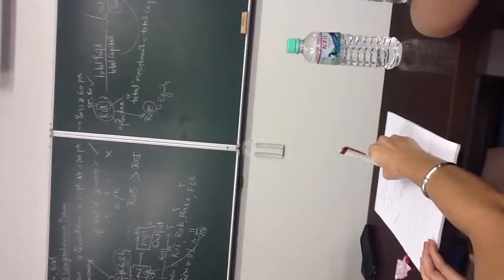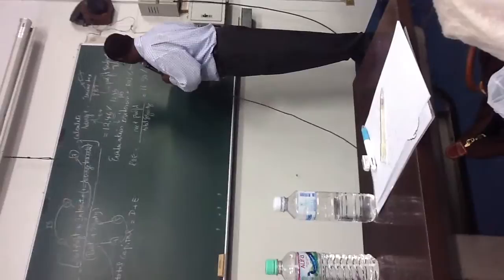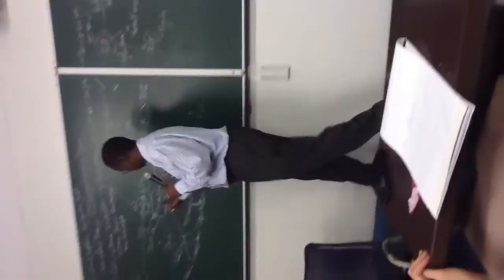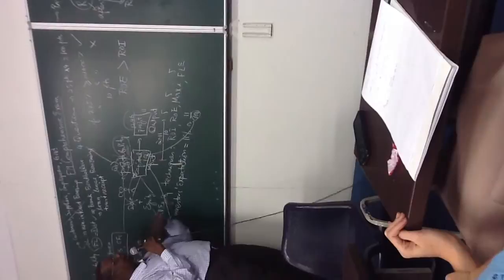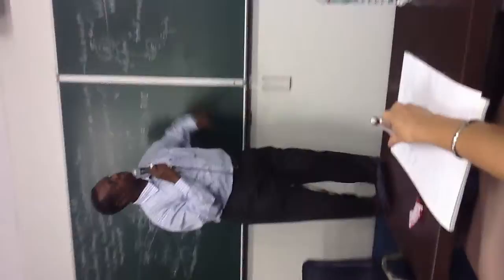I mean, it's the same style. How would you interpret? Interpretation is the same: 16.5 divided by 100. For every 100 baht of shareholders' capital, equity, now we exclude this one, for every 100 baht of owner equity, the company generated 16.5 baht profit.